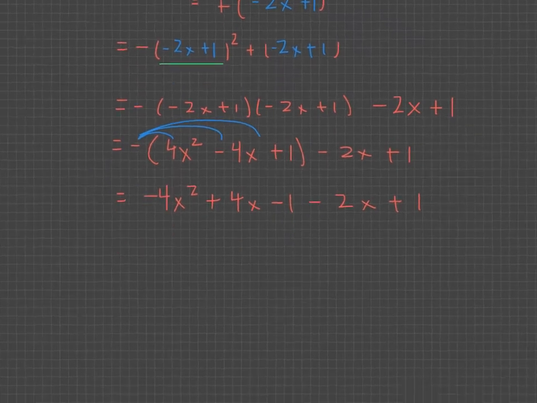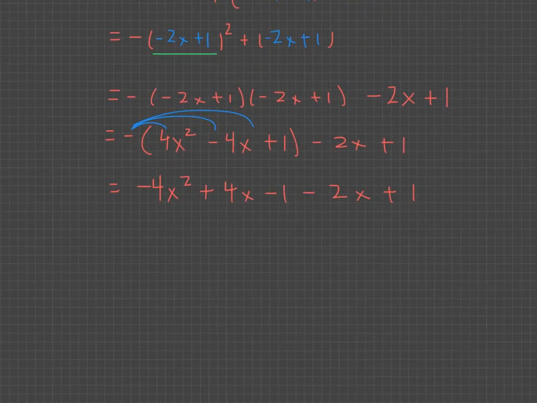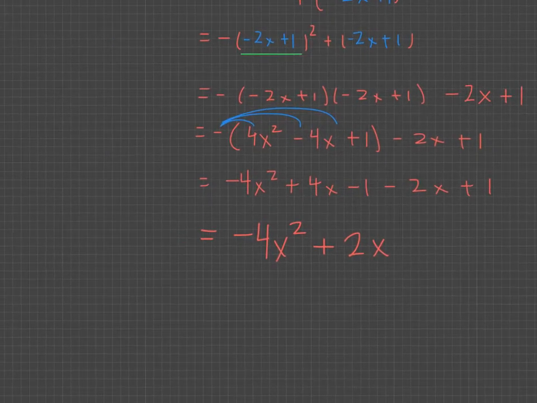Now, last step, we can combine terms. We just have this x squared term. Combining the x terms, plus 4x and minus 2x, we get plus 2x. And negative 1 plus 1 is just 0. So this is the new function, f composed with h of x.